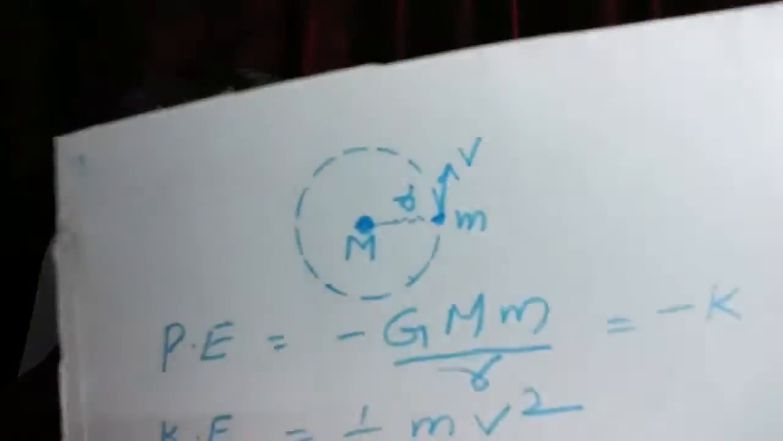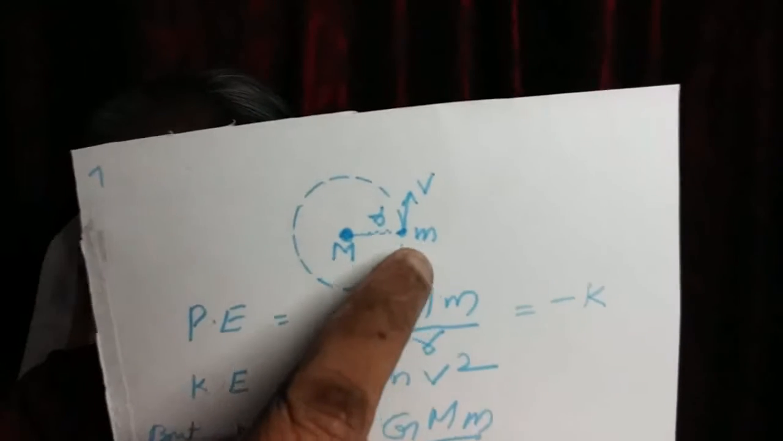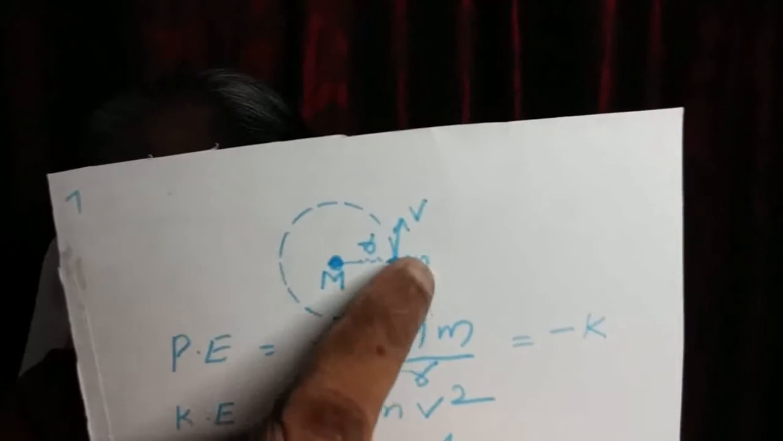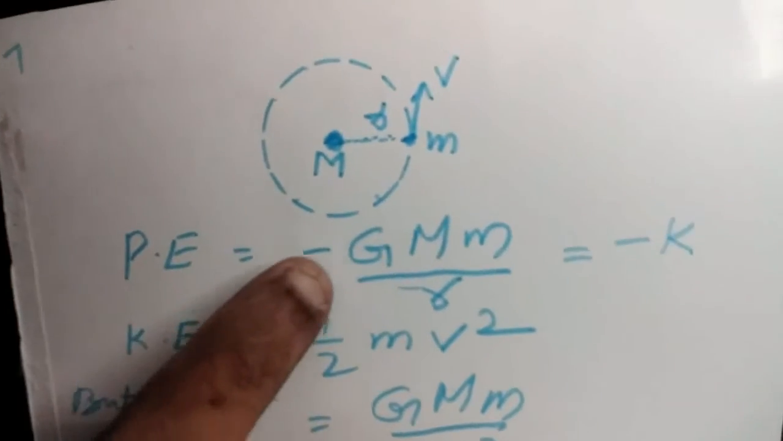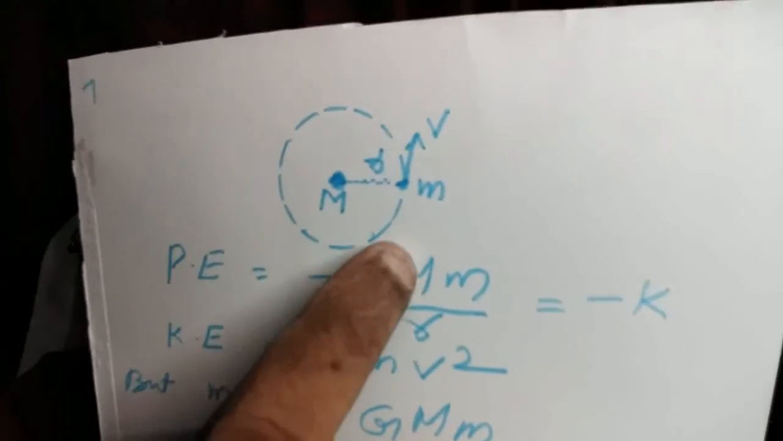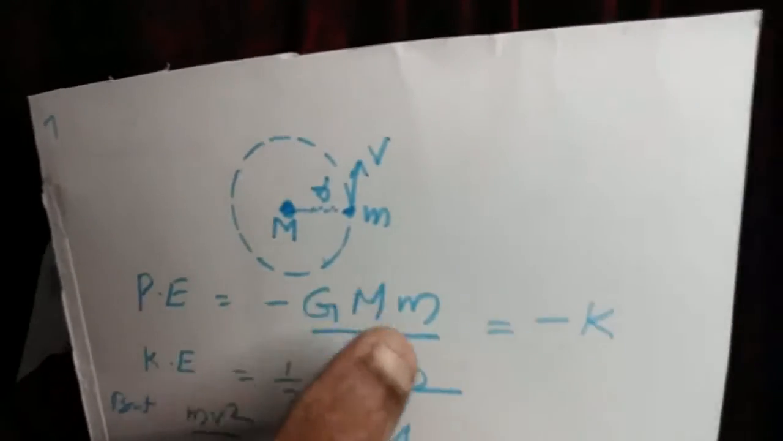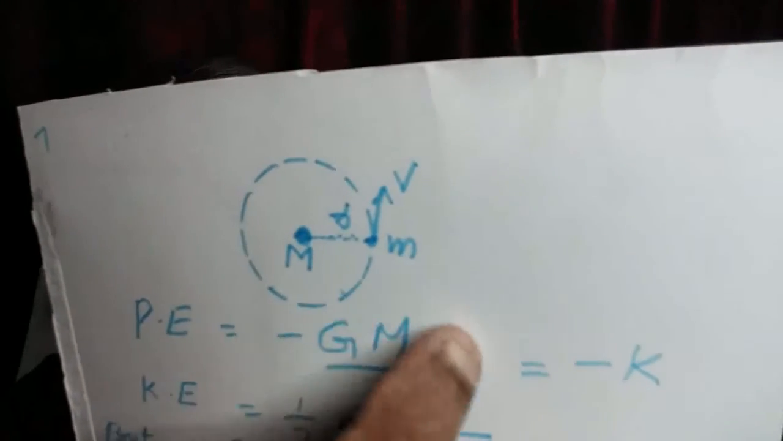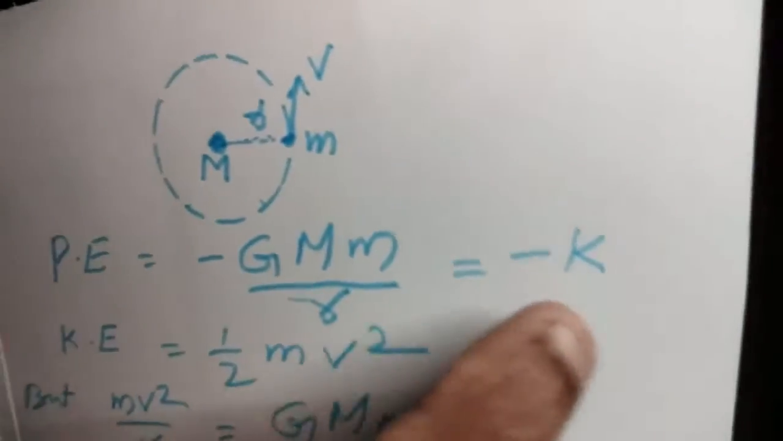See this. Earth, satellite. The orbital velocity of the satellite is along the tangent to the orbit. The distance between the two is r. Then potential energy equals minus GMm by r. Now these are all constants, G, M, m, r. All these are constants, so let us put it as k. So potential energy is minus k.